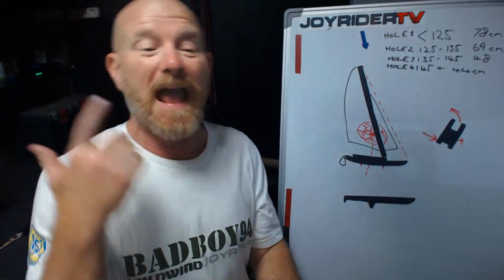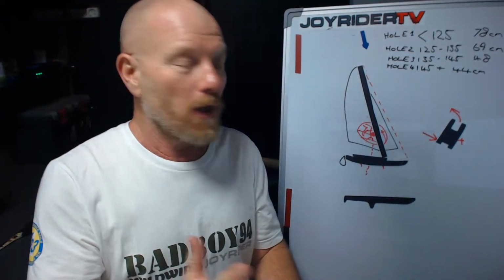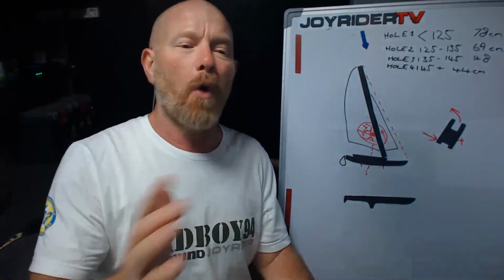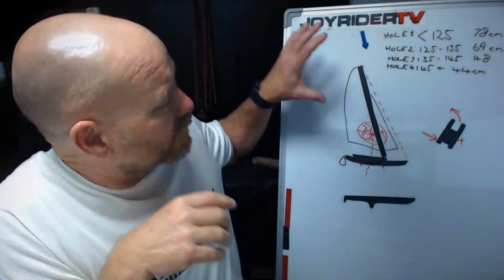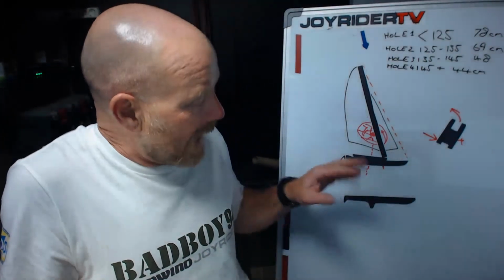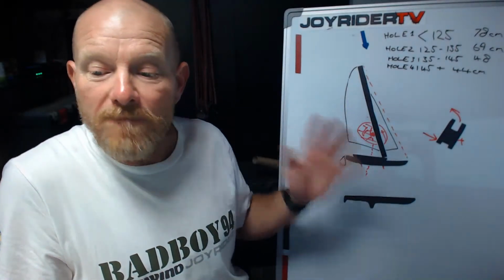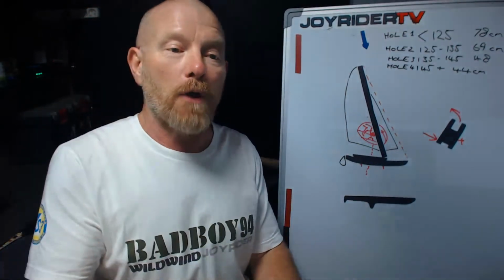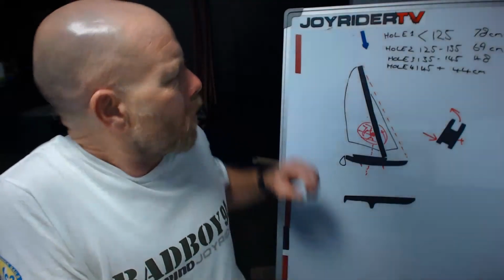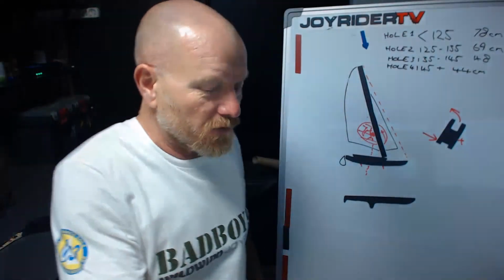So how do we set up the mast rake on a Hobie 16? In fact, what we'll do is address the Hobie 16 first, and then we'll go on to the Tornado Formula 18 style boat, so that then we can have a complete picture of the whole shooting match. All right, so how do we measure it?